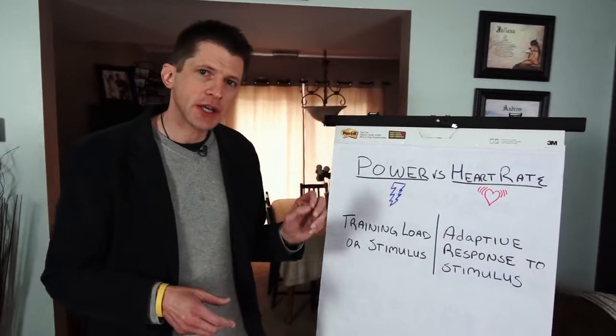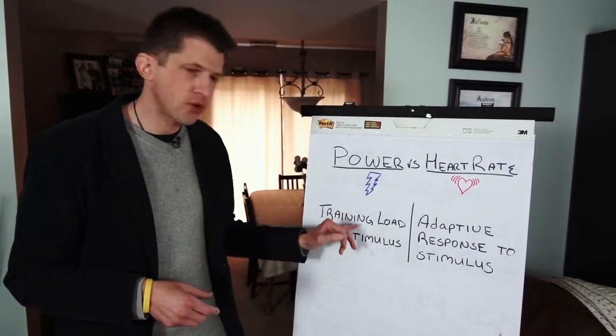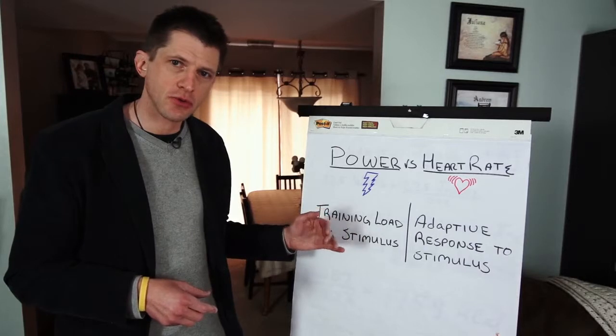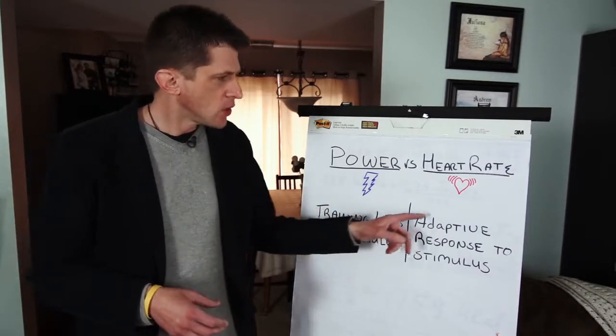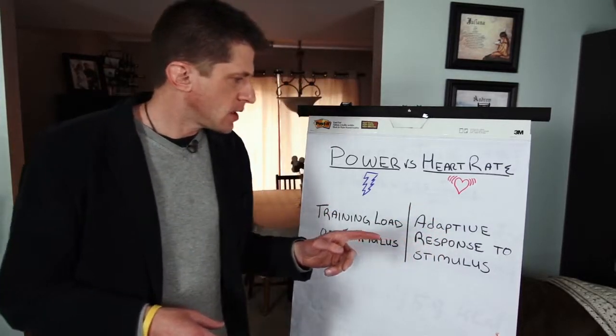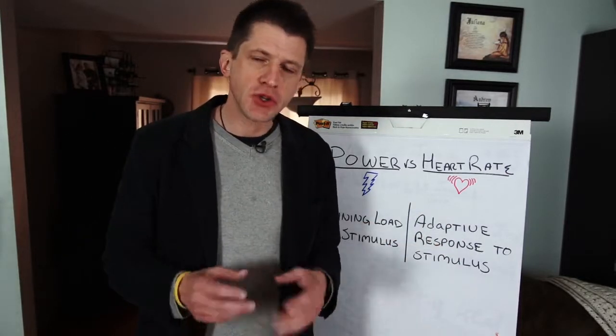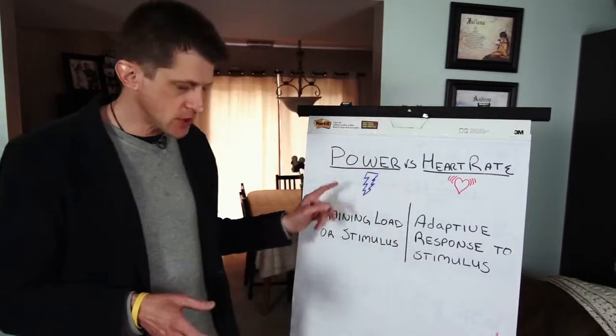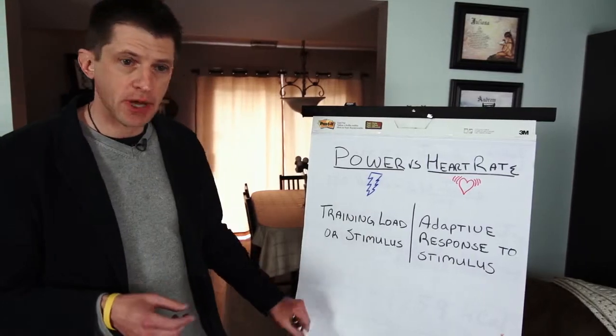Power is a direct measure of the training load on our bodies from exercise, such as cycling, or stimulus, whereas heart rate is a measure of the adaptive response to that stimulus. So for that reason, we want to go straight to the source, power.